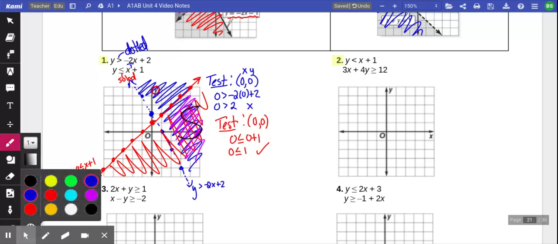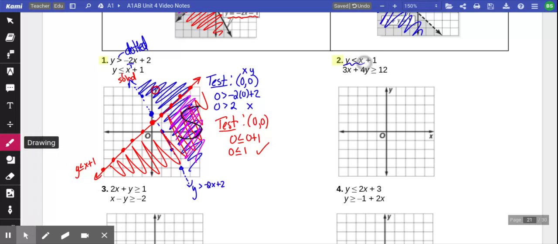Let's take a look at 2. We'll start off same idea. We have a dotted line for the first one. Y is less than x plus 1. We have x plus 1 again, right? So 1 as our y-intercept. Our slope of 1 is up 1 to the right 1, or down 1 to the left 1. This time, this one's a dotted line.